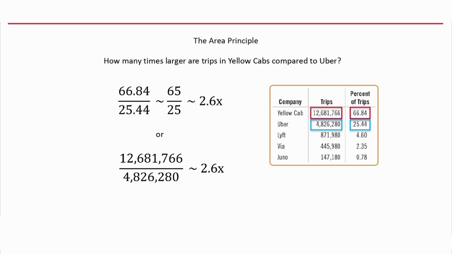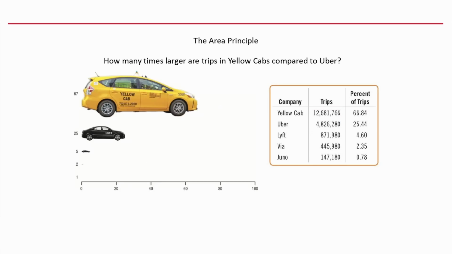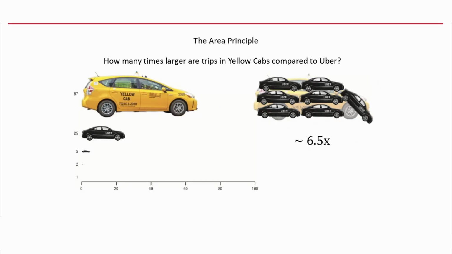But if you copy and paste that little Uber car into the yellow cab, you can actually fit just about 7 of those Uber cars in the yellow cab. That is, if you just look at the pictures alone, the yellow cab is about 7 times as big. So a reader might think, wow, there were 7 times as many rides. When really there weren't. There was only 2.6 times as many.